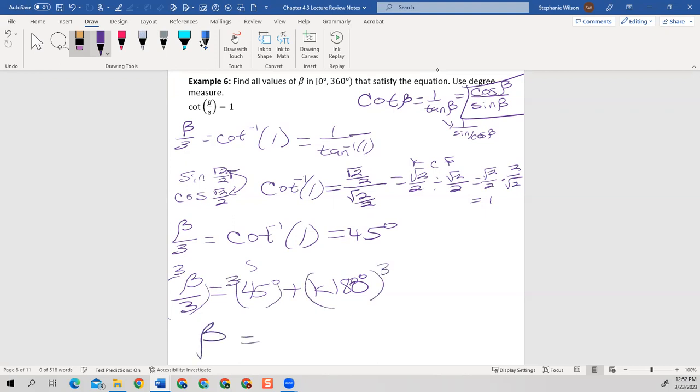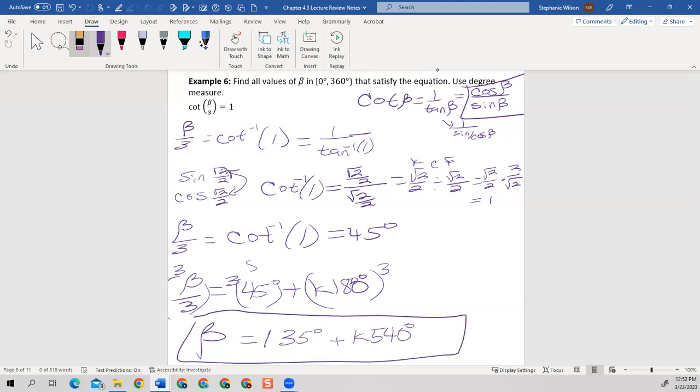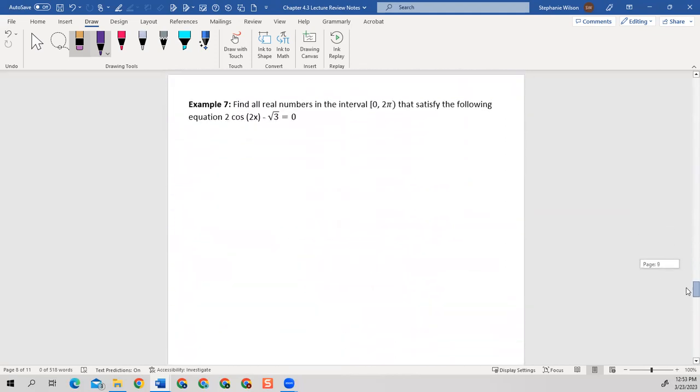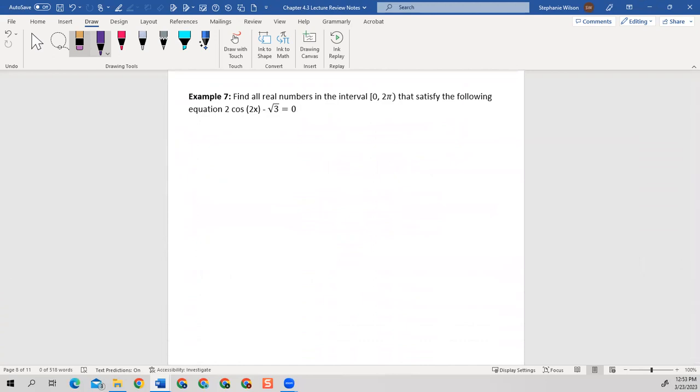So now I have beta is equal to 45 times 3, which is 135 degrees, plus 3 times 180 degrees times k, which gives me 540 degrees k. And that would be our answer here. If it wanted the numbers, you can plug in for k. I would choose 0, 1, 2, and then go to -1, -2 if it wanted more than 3 or 2.